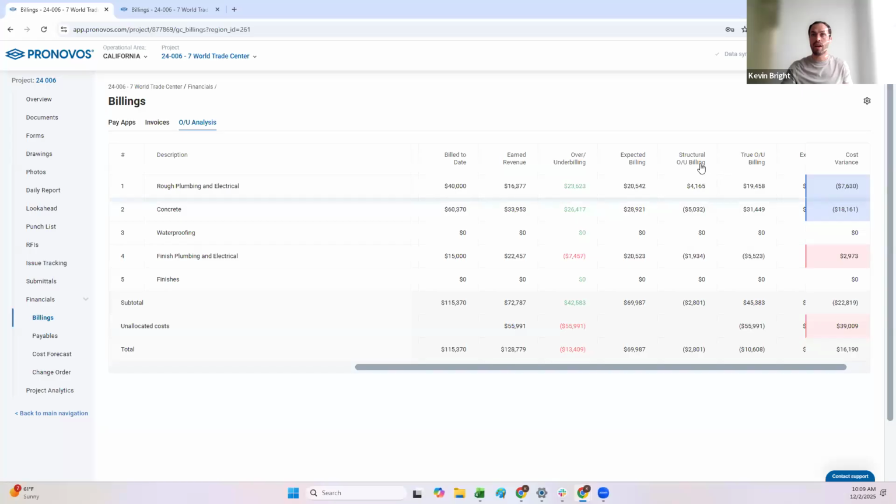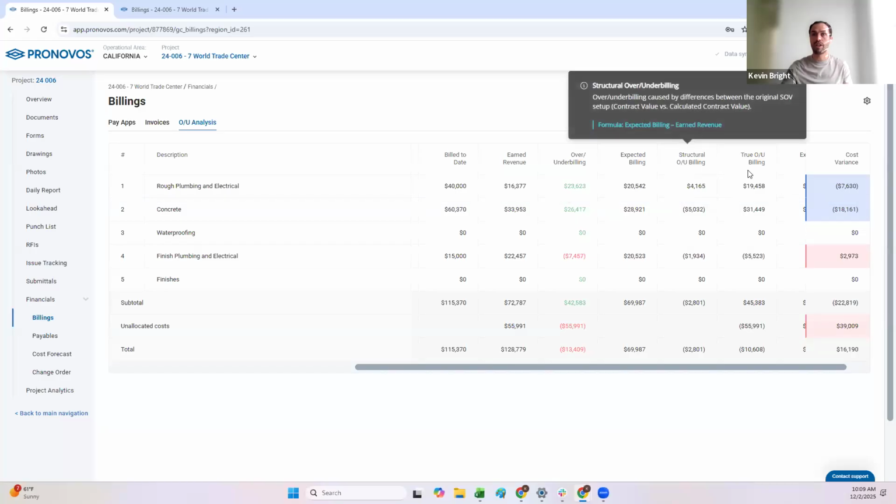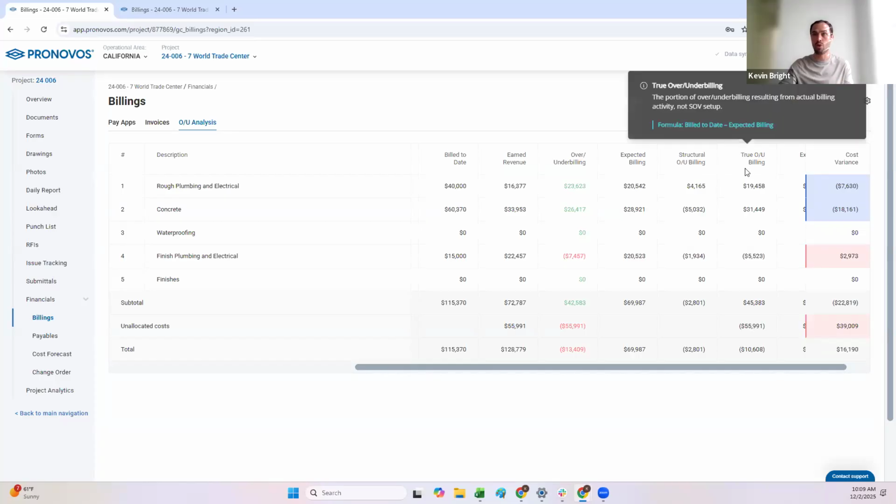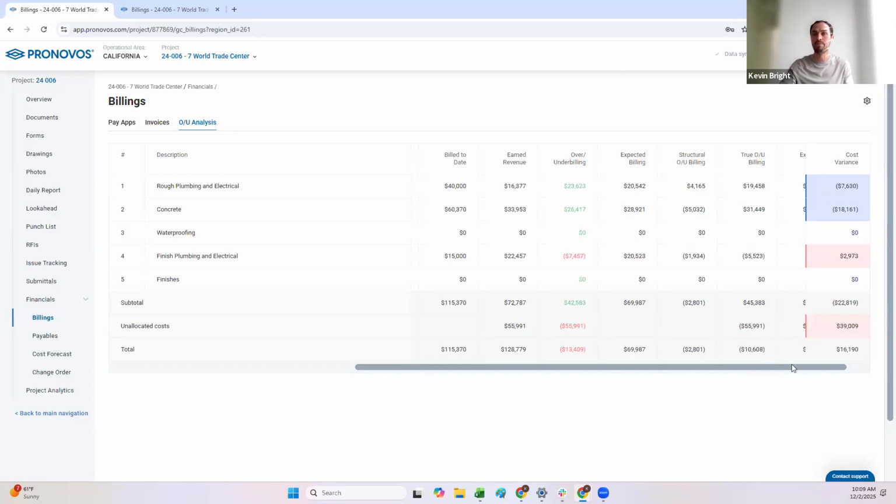So now that we've broken it down between the structural overbilling and the true overbilling, what you'll see is these two numbers add up to my total overbilling on this line item. So when you have an overbilling or underbilling on a project, it's usually one of two things. Either you've actually billed different than what you've actually completed on the project, or it's just a function of how you've set up your schedule of values. And that's what the structural overbilling and the true over under billing is breaking down between.